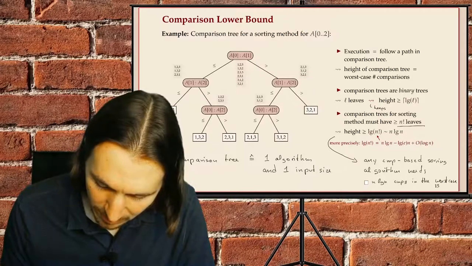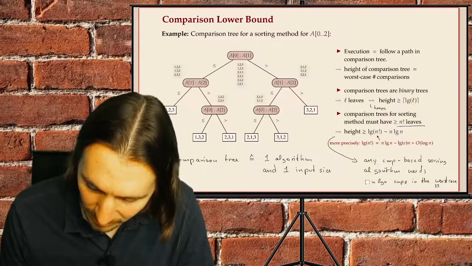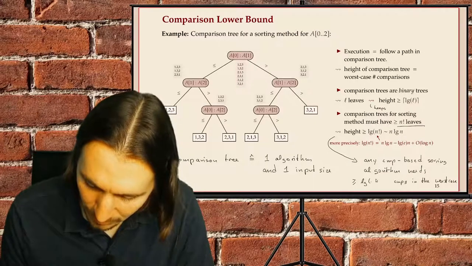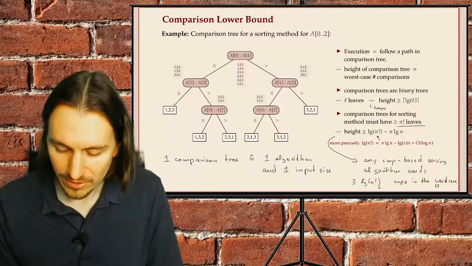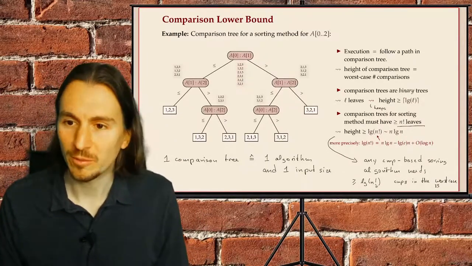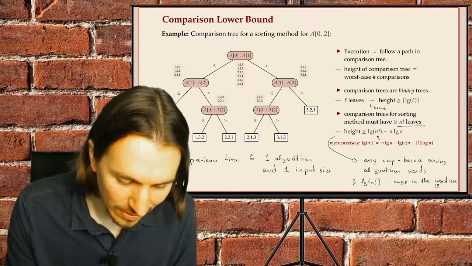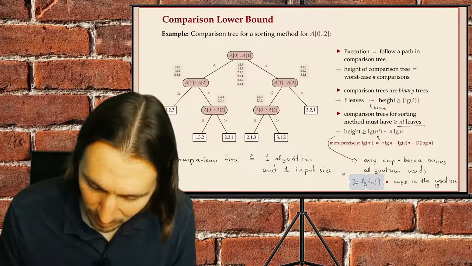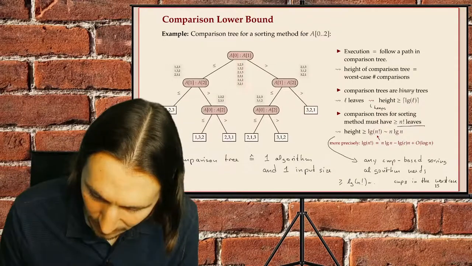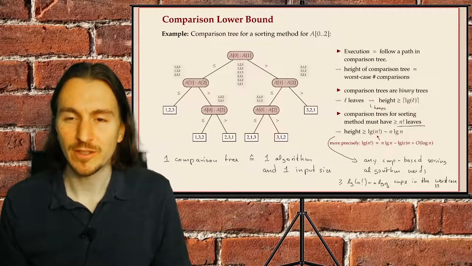And well, here we don't have a notation for greater or equal, but let me be more precise. Let's write log n factorial here to make it easier. Any comparison-based sorting algorithm needs at least log n factorial comparisons in the worst case, and that is tilde n log n. So we could try to squeeze that in here to make it complete. That is the lower bound, the comparison-based lower bound for sorting.